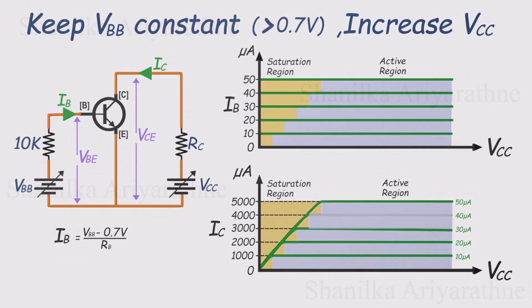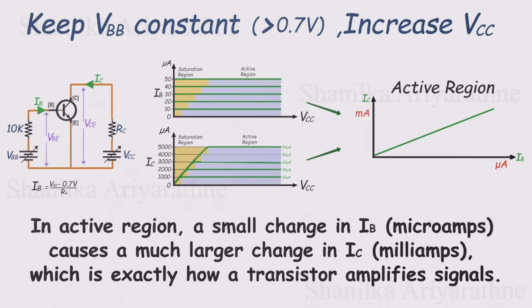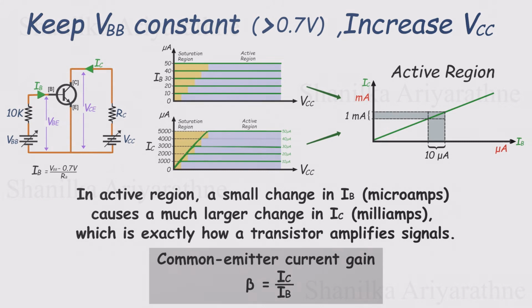Here's where things get interesting. If we plot IB against IC in the active region, we get a straight line. That means IC increases linearly with IB, and the scale difference is dramatic. While IB might only change by a few microamps, IC can change by milliamps. For example, a 10 microampere change in IB might produce a 1 milliampere change in IC. That's a current gain of about 100 times, and that's the heart of transistor amplification. A small signal at the base controls a much larger current at the collector. This gain is called the common emitter current gain, and it's usually represented by the Greek letter beta.